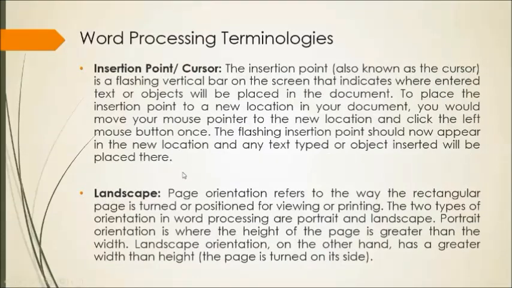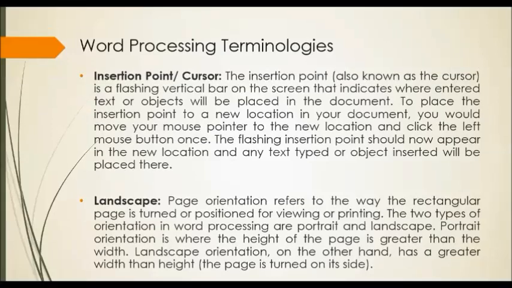Next, we have insertion point or cursor. The insertion point, also known as the cursor, is a flashing vertical bar on the screen that indicates where entered text or objects will be placed in the document. To place the insertion point in a new location in your document, you would move your mouse pointer to the new location and click the left mouse button once. The flashing insertion point should now appear in the new location and any text typed or object inserted will be placed there.